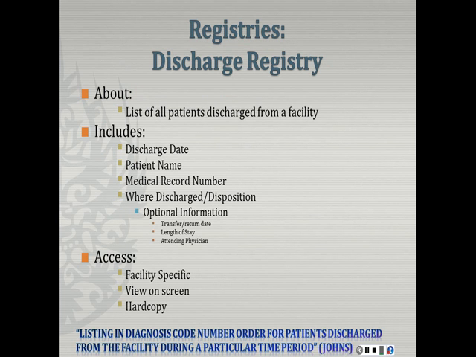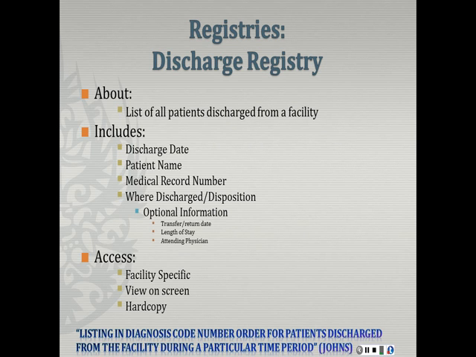Now this register can be either entered or managed manually, or some facilities may have a computer system or a computer program that will do it. Now this is helpful in compiling statistical information and reports for the facility. Now this includes discharge date, the patient name, medical record number, where discharged or disposition of the patient. Optional information is where they were transferred from, maybe they were returning, so it would be a return date, their length of stay, and who the attending physician was.